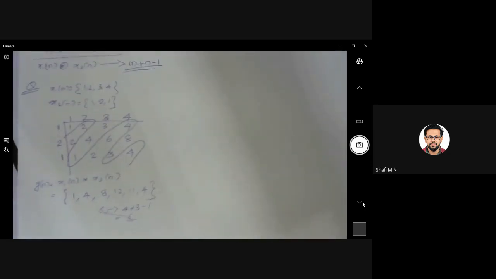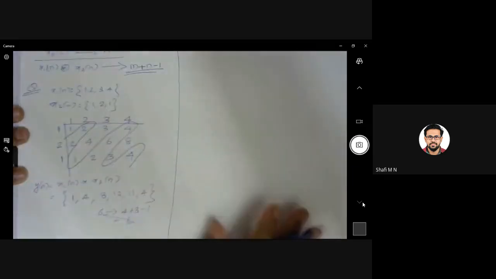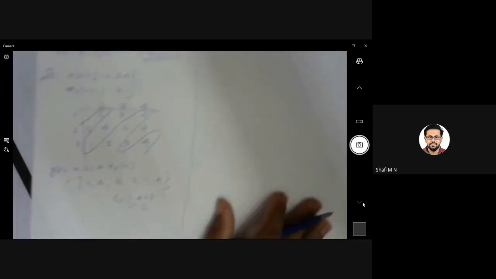Are you comfortable with linear convolution? Yes, sir. Okay, you should be able to do it in 10 to 15 seconds. It is simple. You should practice.